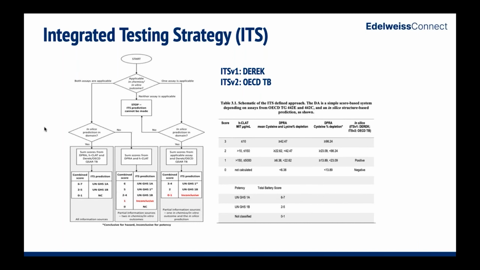In ITS also, it is a decision-based tree. We need to test whether all the 3 assays are available or not, and for ITS we need only 2 assays. If 2 assays are available and if the applicability domain is available, then we need to ask whether in silico prediction is present and if the outcome is within domain.